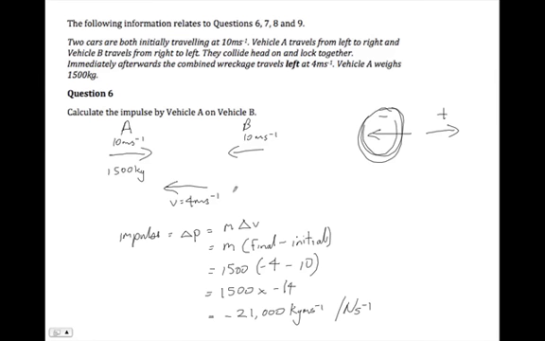Calculate the impulse by vehicle A on vehicle B. All right. So we determined the impulse on A, not by A. So the impulse that vehicle A exerts on vehicle B, well, vehicle B is slowed down, so we know that the impulse is going to be this way. So it's 21,000.